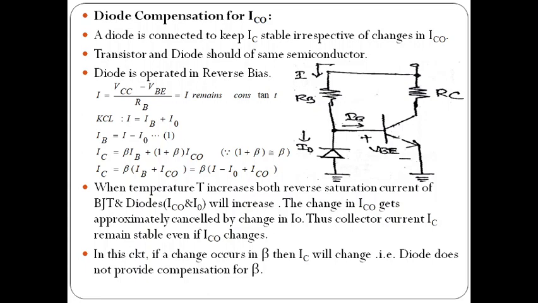By cancelling these reverse current changes in the diode and collector junction, I is constant, so IC equals beta into I, and it is almost stable. Even a change in the ICO will be compensated by the reverse bias current of the diode. So we keep IC constant by using diode compensation, but here IC depends on the beta value. If beta changes, IC will change again. So diode compensation provides compensation only for the reverse saturation current ICO, but not for beta.